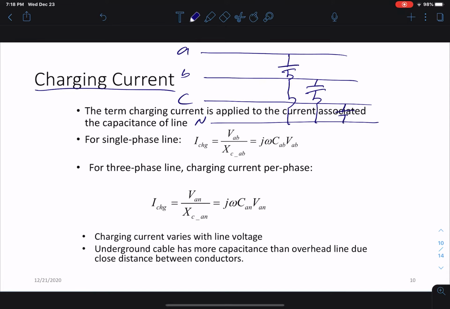the line A, there should be a current going through. Let me take a different color here to illustrate. So there'll be a current, no matter what load connected, there's a current going through the capacitance to the neutral, right? This is the current right here.